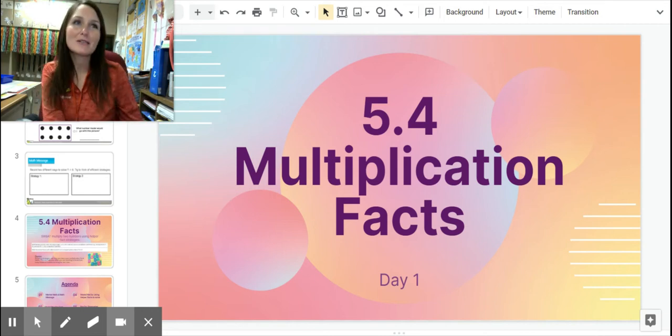Boys and girls. All right, so today we're going to be looking at a new kind of skill. Last week we were working on fractions. This week we're going to be looking at multiplication. And so we're going to review some multiplication facts that we should already know.